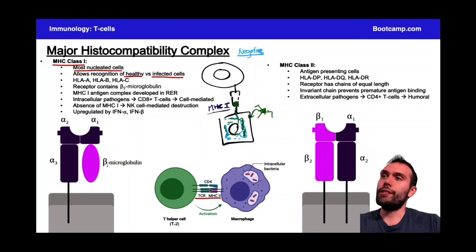So that means that this cell that's binding to MHC1, what did we say? Well, it must be CD8 positive according to the rule of eights, which means that this must be a cytotoxic T cell, a cytotoxic killer T cell.